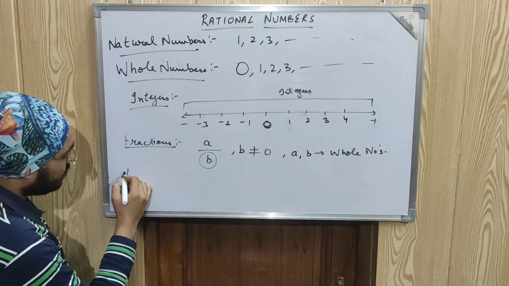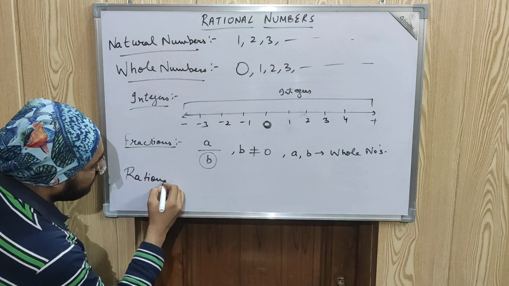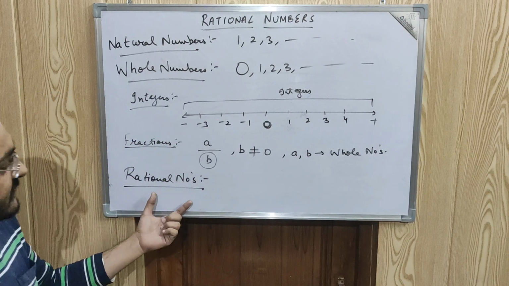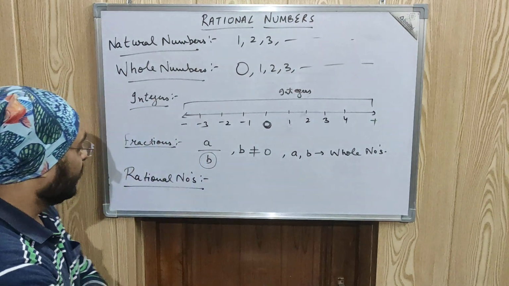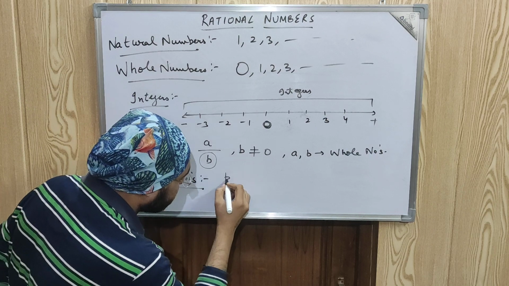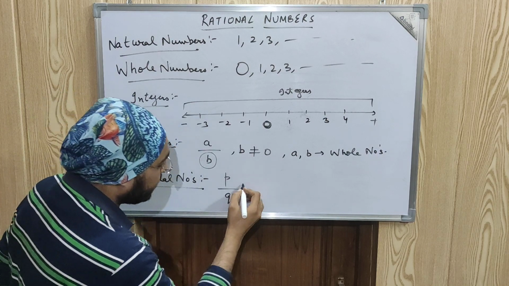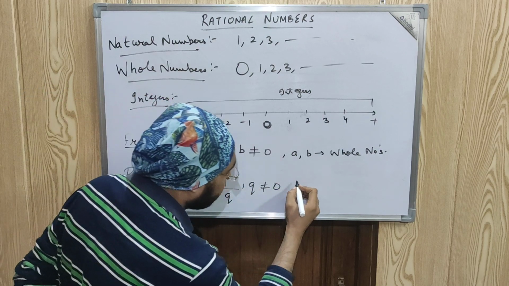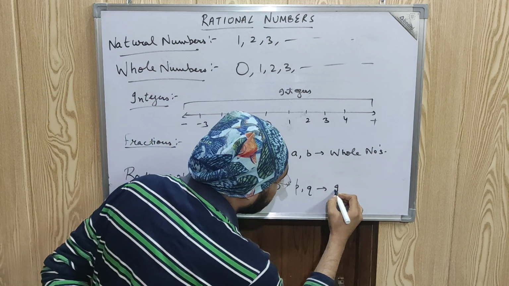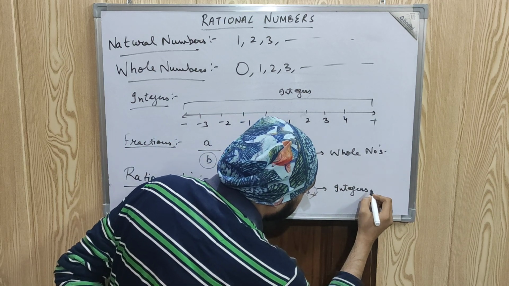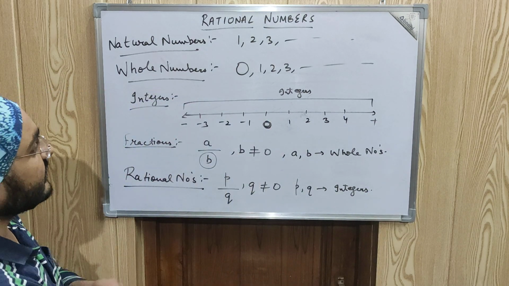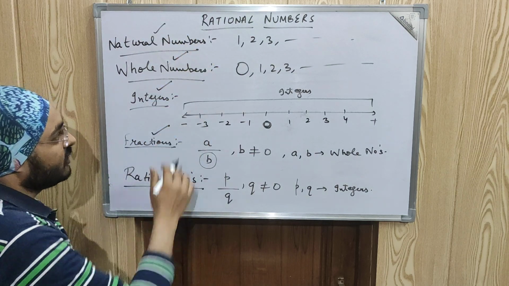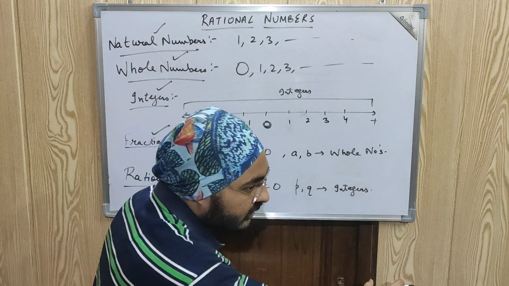Now coming to our topic, that is rational numbers. A rational number is just similar to the fractions only. Again I can say, a rational number is a number which can be expressed in the form of p by q, where q should not be equal to 0. The only difference is that here p and q should be integers.